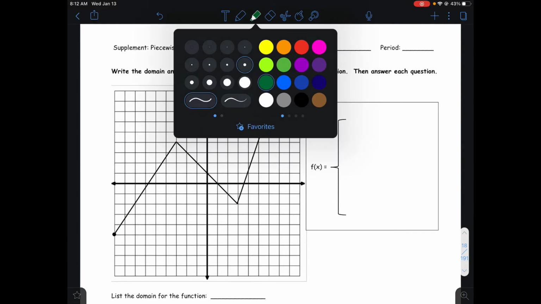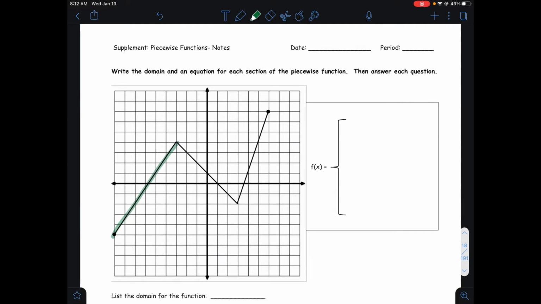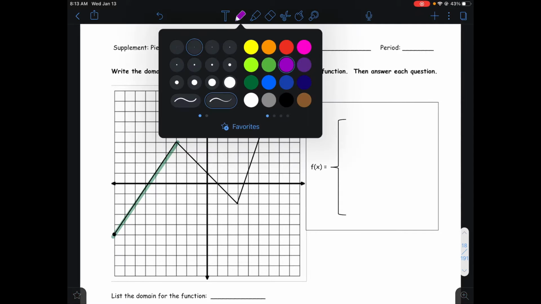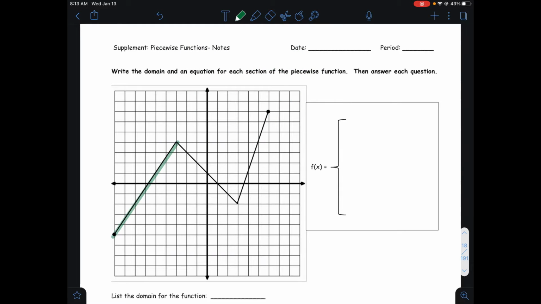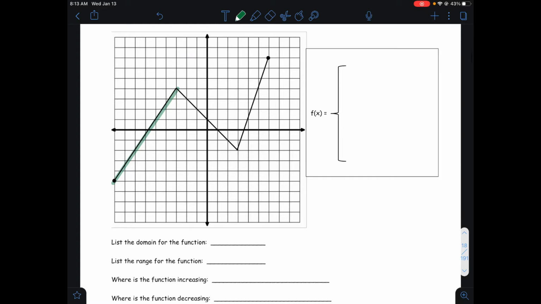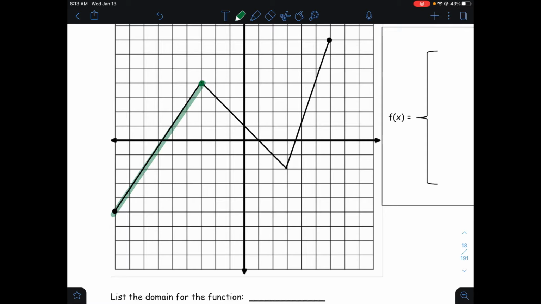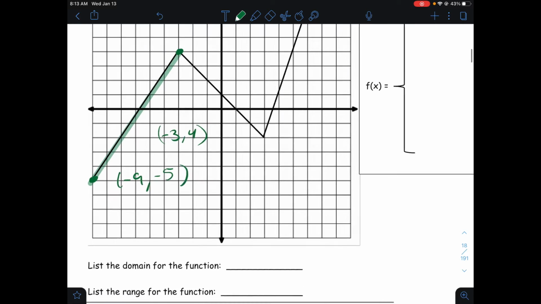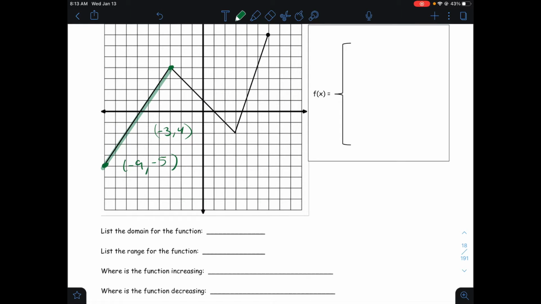I'm going to pick some better colors. We'll do this first part first, which I just did in green here. We have to come up with the equation of this line, and we did some practice with coming up with the equation of a line. So what we can do is grab 2 points from this line. I'm going to pick this point and this point. So we end up with (-3, 4) and (-9, -5). We need to come up with the equation of this line using these 2 points.